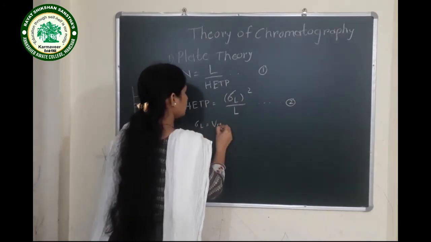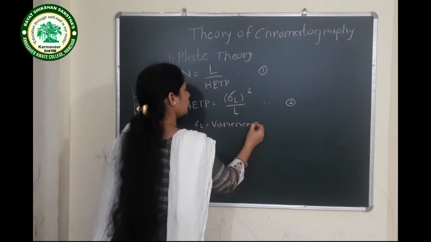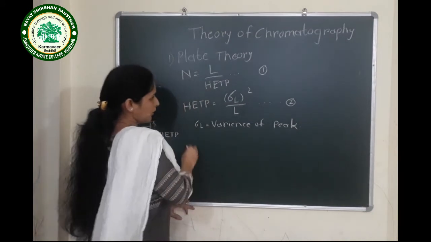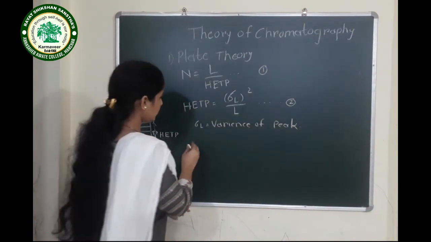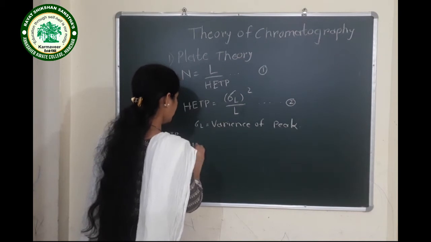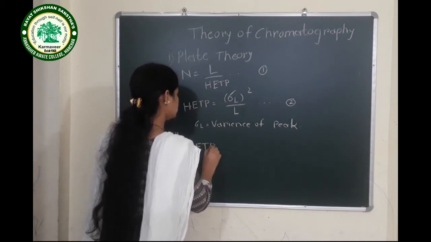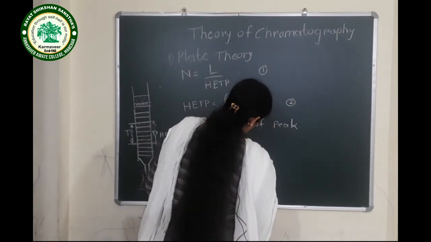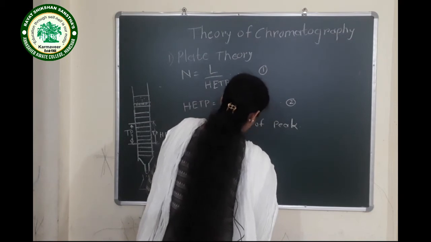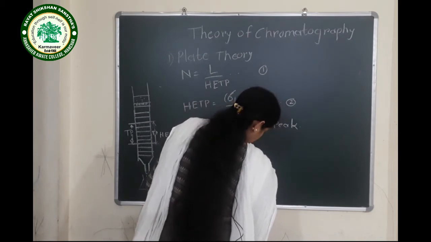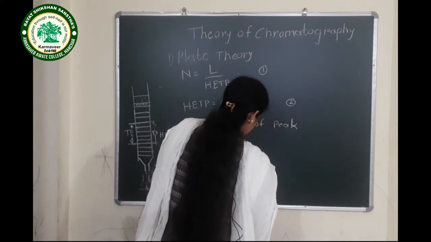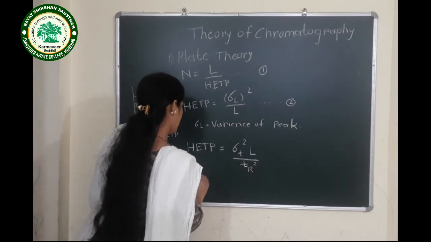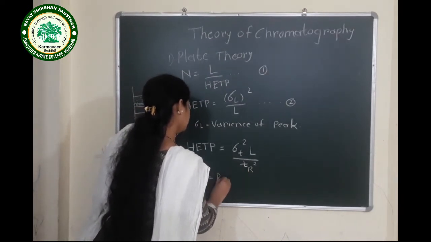Sigma L is equal to variance of the peak. Now we will relate this equation to the retention time. HTP is equal to sigma T square L upon TR square. Okay. Now what is TR? TR is the retention time.